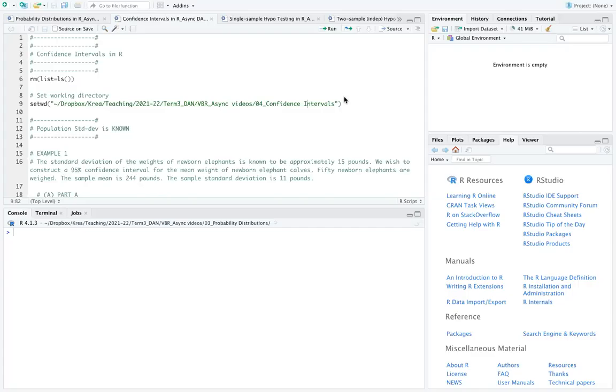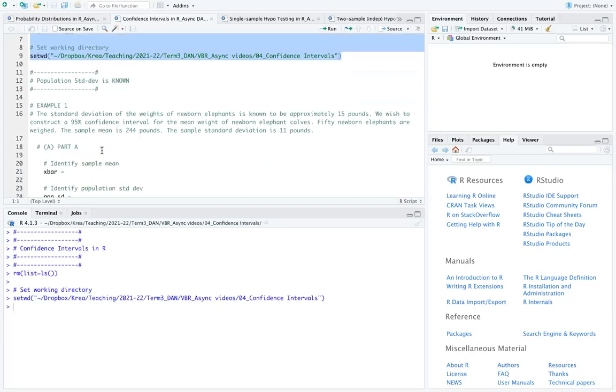Hey everyone, in this video we'll learn how to build and construct confidence intervals in R. So let's begin. I have the R script all set, so I'm just going to run the first batch. All right, we're going to go over two examples.